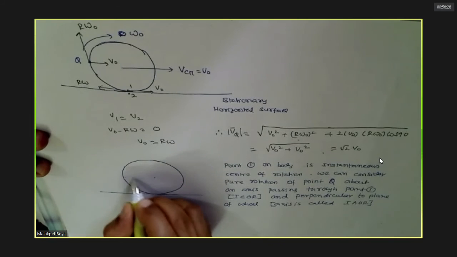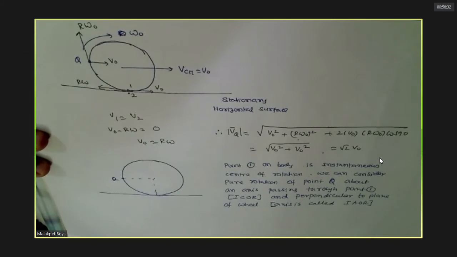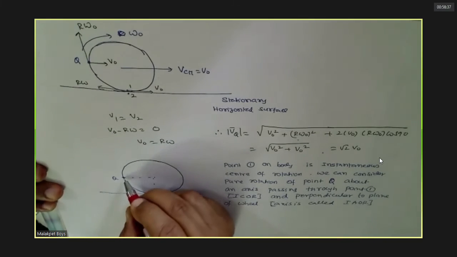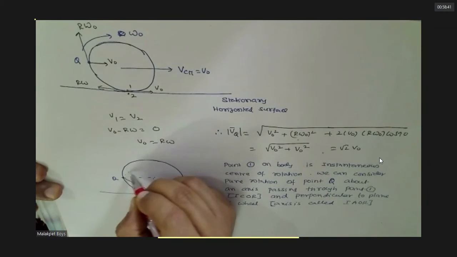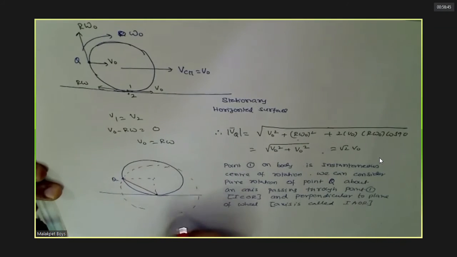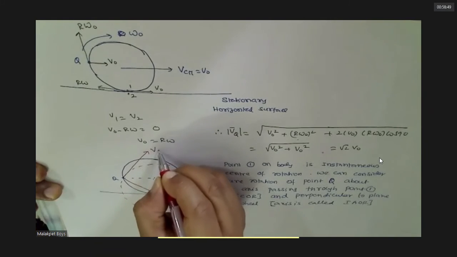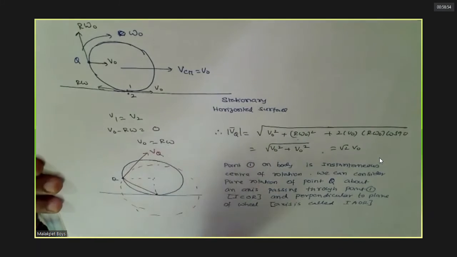Pure rotation is what we need. That means pure rotation means this is the center now. So draw one radius from here. The velocity of this point moves in a circular path around the center now. That is the meaning of what we are doing. Draw one tangent, VQ. This is the VQ.